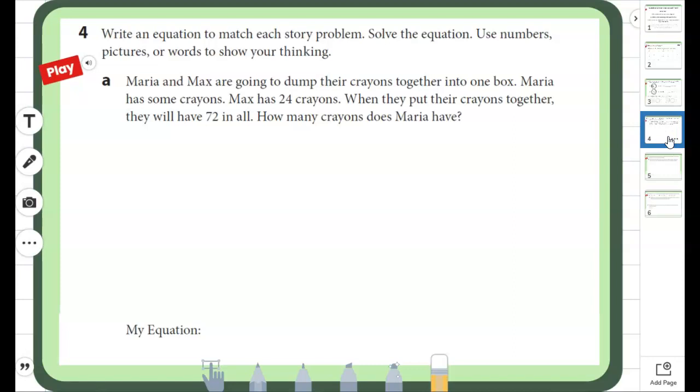Number 4 wants you to write an equation to match each story problem. Solve the equations, use numbers, pictures, or words to show your thinking. Letter A says Maria and Max are going to dump their crayons together into one box. Maria has some crayons. Max has 24 crayons. When they put their crayons together, they will have 72 in all. How many crayons does Maria have? Remember to write your equation at the bottom of the page and show your work in the open space.